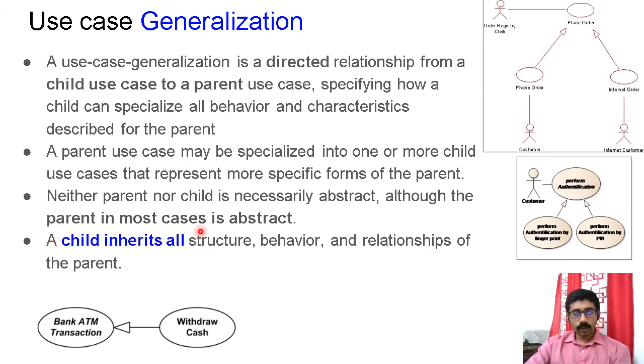A child inherits all structure, behavior, and relationship of the parent. Neither the parent nor the child necessarily has to be abstract, although the parent in most cases is abstract. That is another point. Usually, the parent use case may be abstract, but it is not mandatory. And the representation is that the arrow will be pointing to the base. In this example, bank ATM transaction is a general use case, meaning it's a base type. Withdraw cash is a specialized or a derived use case from this bank ATM transaction. The arrow is pointing to the base.